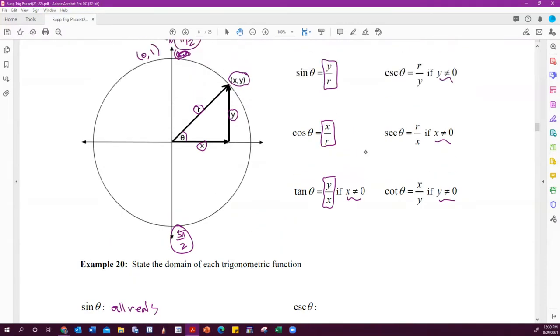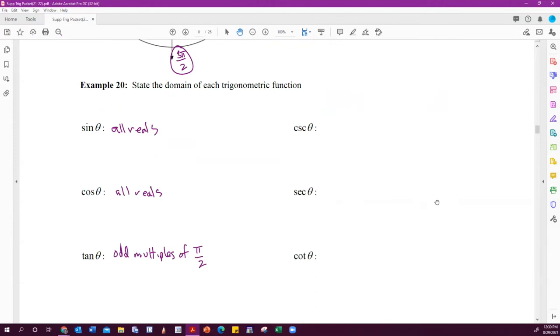Also, you can't let the x be 0 for the secant. So that gives us the secant for free. So the secant, the domain is, I shouldn't say odd multiples, I should say not odd, because those are the ones that are not allowed. Same here. Not odd multiples of pi over 2. These are the ones that are not allowed because they cause the x to be 0.